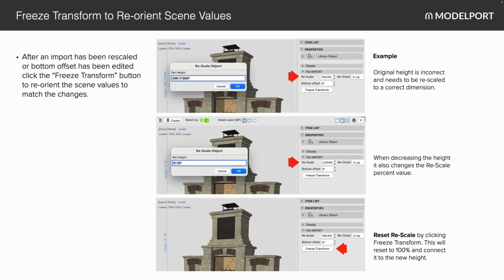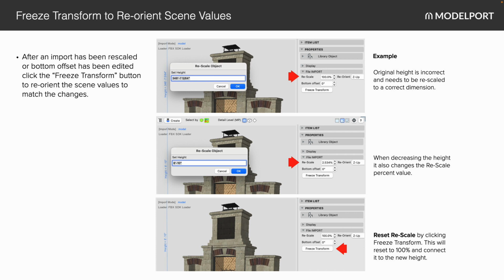Also, what we've done is we've added the ability to freeze dimension changes. So it reorients the information within the model. What do I mean by that? So here's a good example. Brought this fireplace in from a manufacturer, wherever it came from, and it was 348 feet 7 inches. Obviously way out of scale for what this should be.